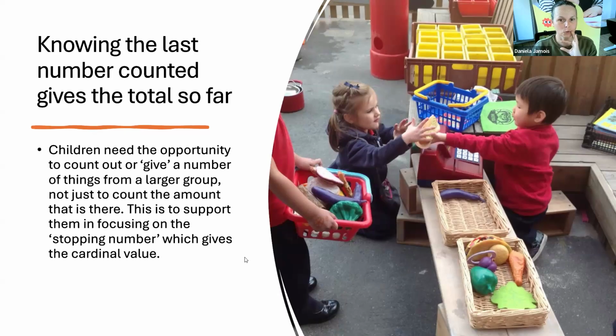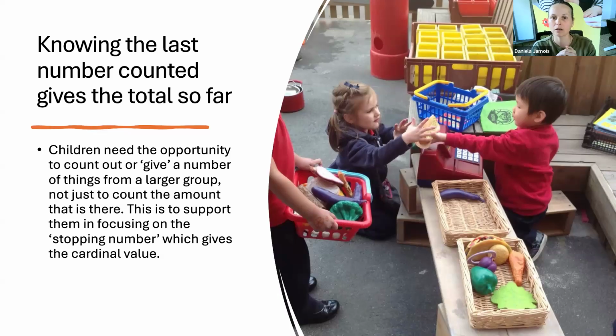And it's also really important that children are taking from a larger group. They're not always counting the amount of objects that are there in the basket. Like we can see there's one aubergine there. It might be really useful to count out from the basket of food that the child is bringing there. When you count out from a larger amount, you have to remember to stop.